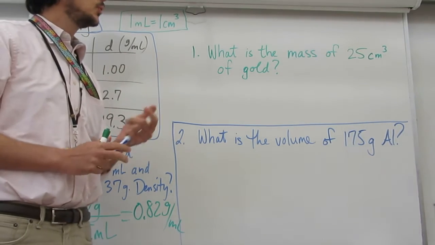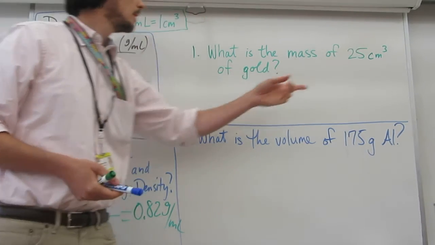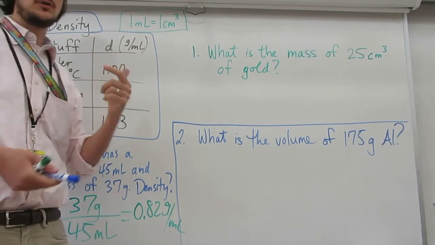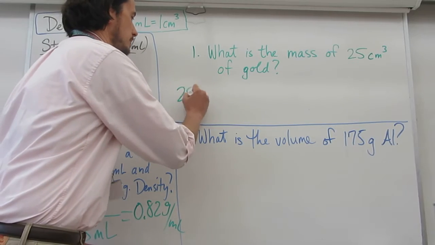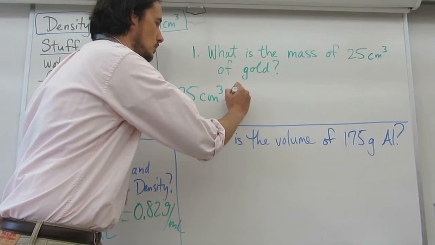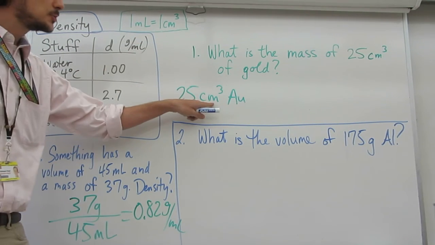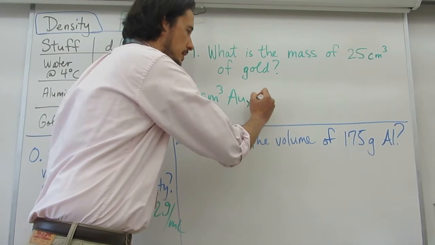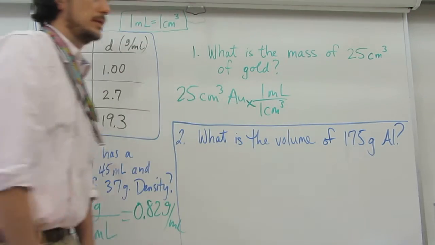All right, next one. What's the mass of 25 cubic centimeters of gold? So, I threw this in here. 1 cubic centimeter equals 1 milliliter, so if you want to write the extra conversion, you can. We have 25 cubic centimeters of gold. Au is the formula for gold. I could just put milliliters, or I could write a conversion factor. Really either one: 1 cubic centimeter equals 1 milliliter.